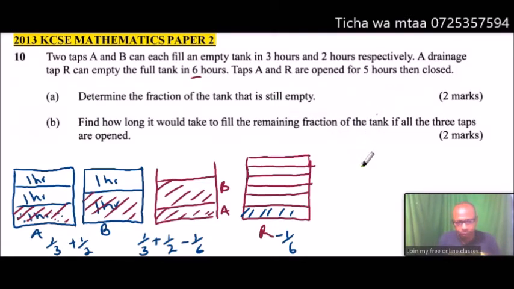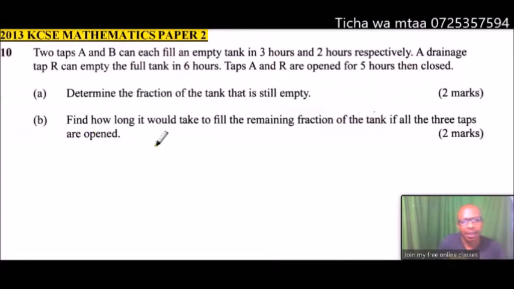And so now let's go to the actual working of the question and see how you are supposed to do that. So now we look at part A. Like I have explained, when A and R are open for 5 hours, when you open A, because it is filling the tank in 3 hours, in 1 hour it will fill a third of the tank.